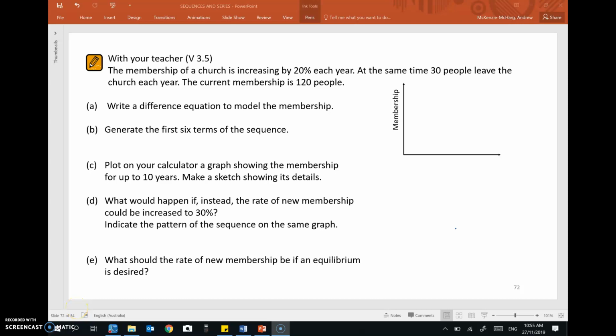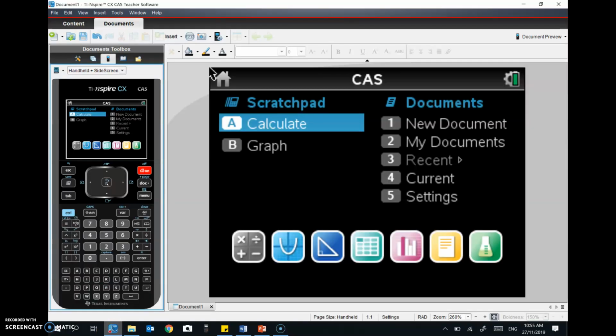So, General Math students, we're going to continue our study of sequences that involve arithmetic and geometric components at the same time. We're going to look at this example with a church membership, and we're going to be doing some graphing here. So fire up the TI Inspire. We're going to use that to assist us.